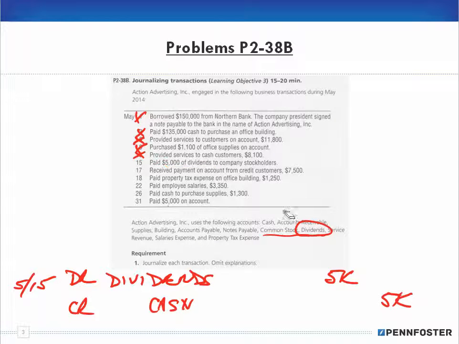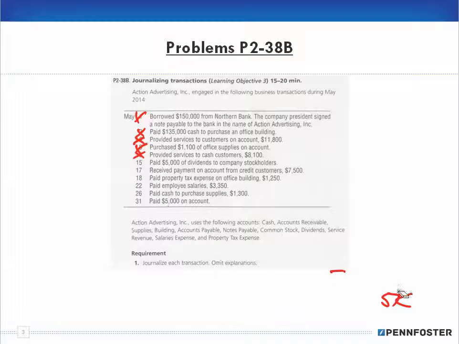So I debit dividends for 5,000, and that's my journal entry. Remember to make sure you indent your credits, okay? Because nothing goes in the same column, all right? They get offset. They're in different columns.